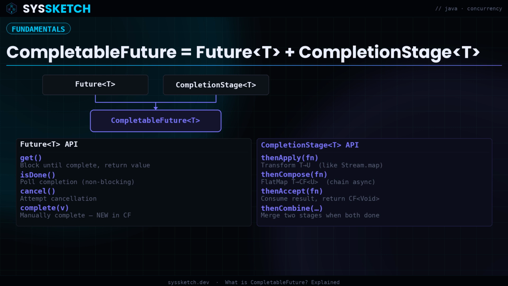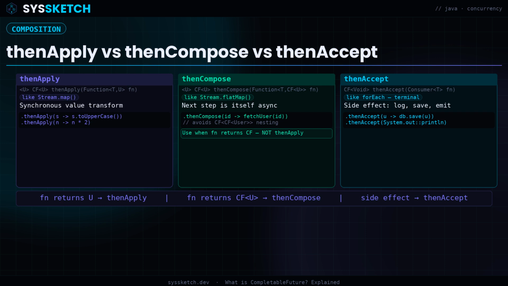The key insight is that the callbacks are not run by the thread that registered them. They are run by the thread that completes the future, or by a new pool thread if you chain with async variants. The 3 most important composition methods are thenApply, thenAccept, and thenCompose.